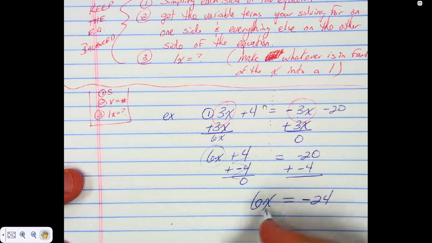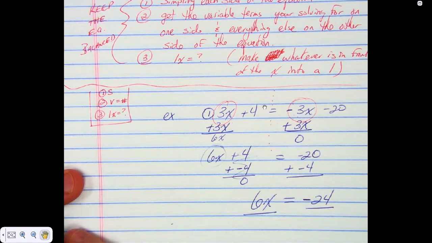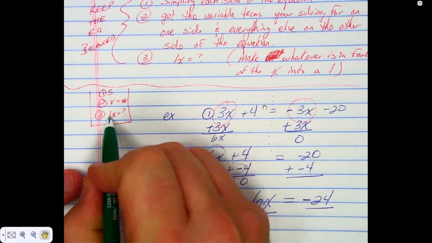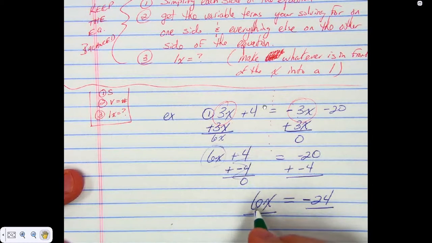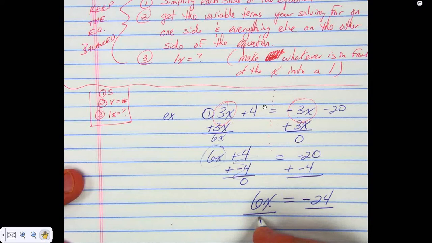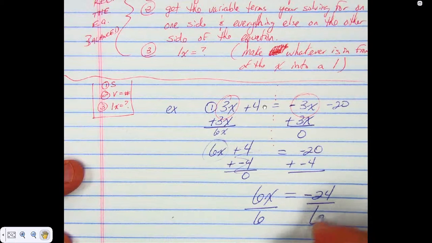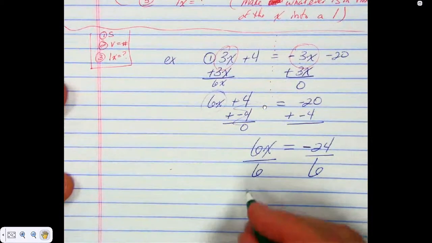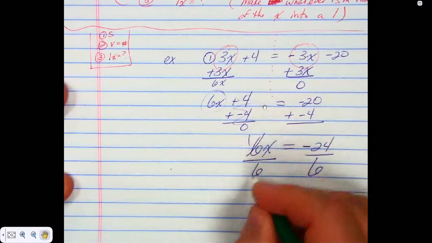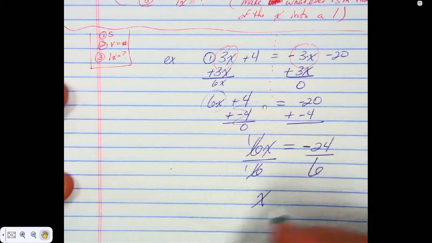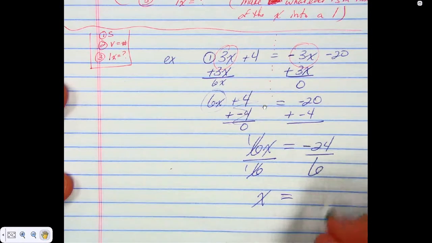Have I got my variable terms on one side, everything else on the other? What's my next step? Make whatever's in front of the x into a 1. If I have a fraction in front of there, multiply by the reciprocal. If I don't, just divide by itself. What is itself? 6, not 6x. If I divide the left side by 6, what do I do to the right side? Divide it by 6. What am I left with? This divides into 1. X is equal to what? What is negative 24 divided by positive 6? Negative 8.